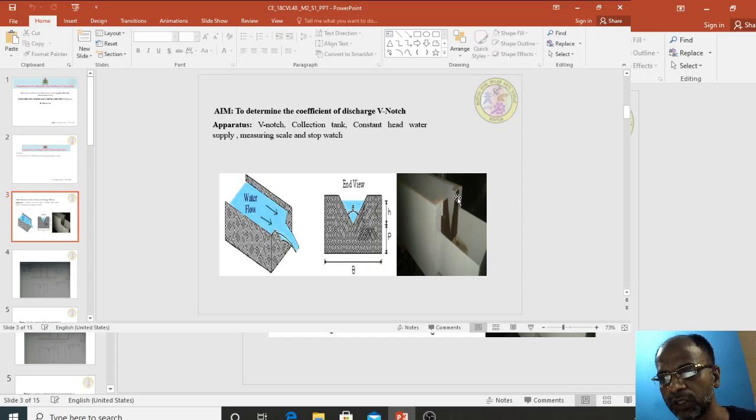Suppose I wanted to make a rectangular notch survey to determine Cd. There is a screw arrangement, 3 screws here, 3 screws here, 1 screw here. If you detach it, you can fix the rectangular notch.